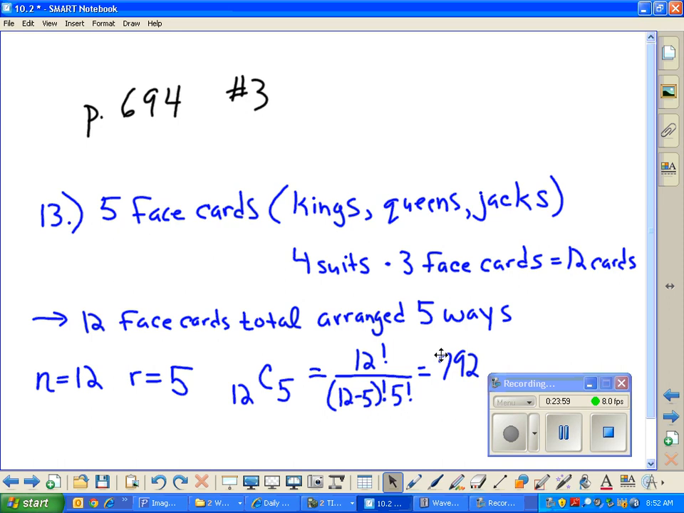You can get this hand 792 different ways. And hopefully that gets you a jump start on 13, 15, and 17. And then we will go over these at length again tomorrow. You're also probably going to be asked to do 14, 16, and 18 tomorrow as well. Well, good luck completing the rest of your homework, and I'll see you tomorrow.